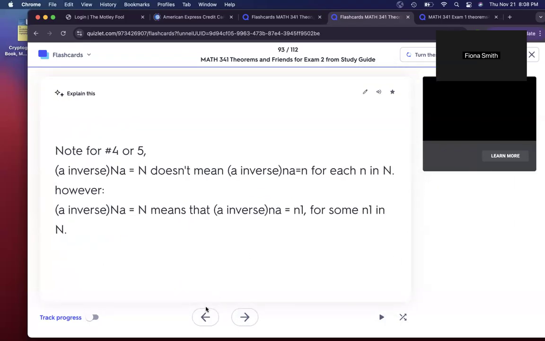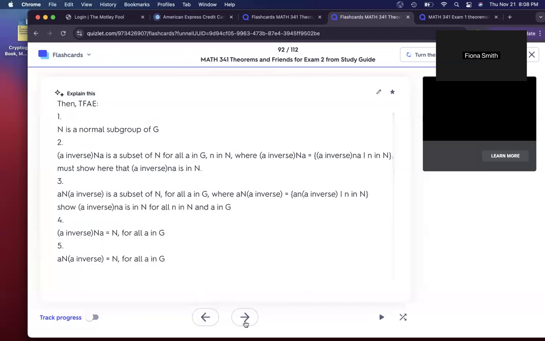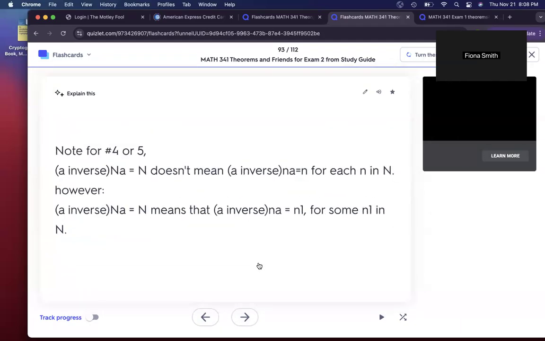Some remarks: note for 4 and 5, showing the equality A inverse NA equals N doesn't mean all little a n equal a little n, like with the normal subgroup before. So similarly here, it's the same deal. A inverse nA equals N means that A inverse nA equals n1 or some other element in N. And that could potentially be the same as n, but it's not necessarily.